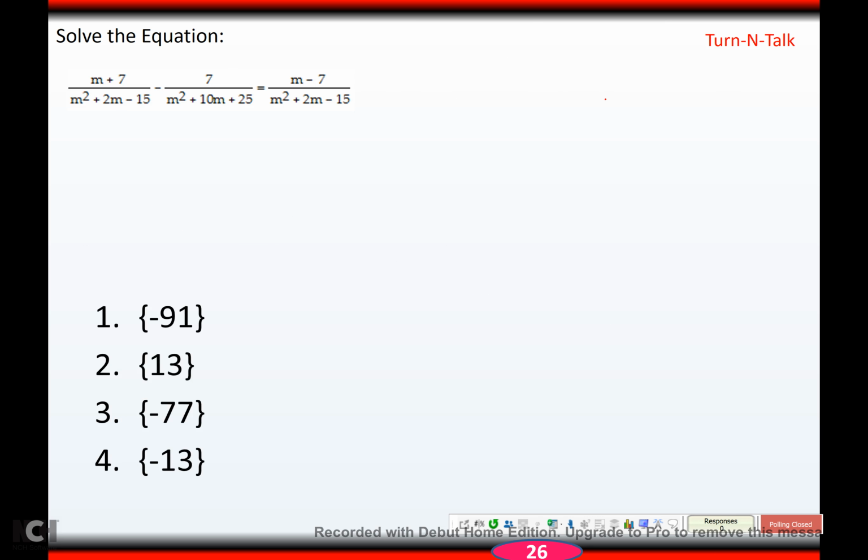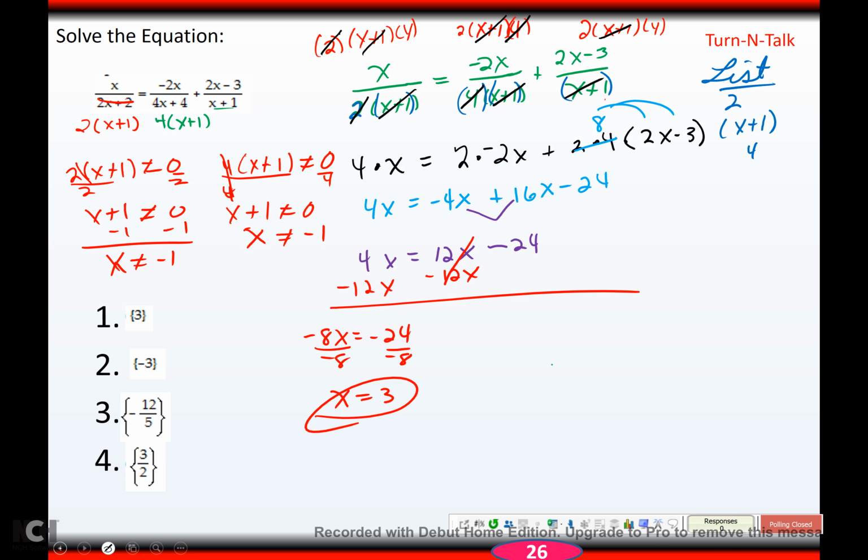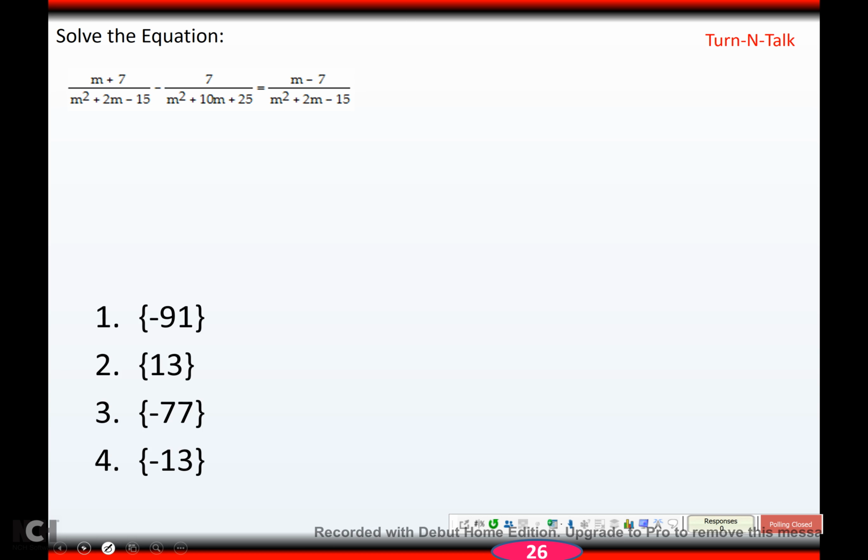Okay, and then the third one said, oops, hold on. The third one says that x plus 1 can't be 0, but that's just going to give me the same thing back. Okay, so we're good. X equals 3, and I can keep that answer. All right, so you try this one now. Hit pause. Come back when you're ready.